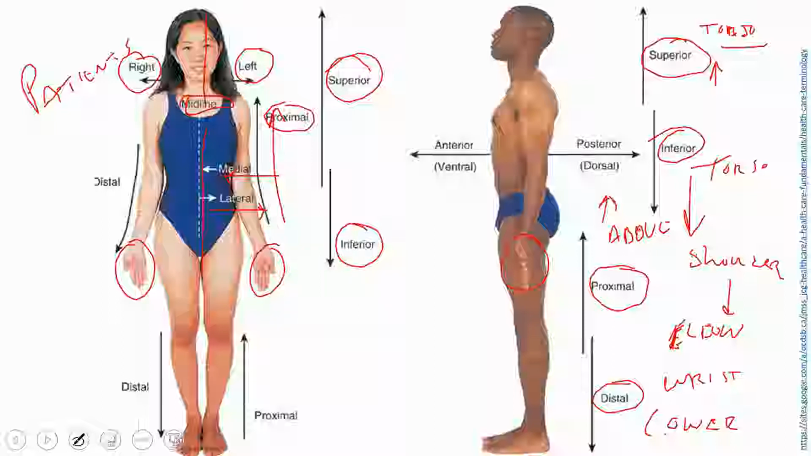So I think we hit pretty much most of those. Oh, yeah, that's right. Anterior is going to be the front of the body, where posterior is going to be the back of the body.